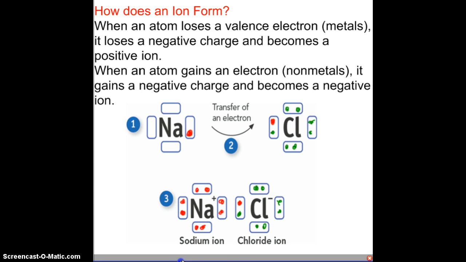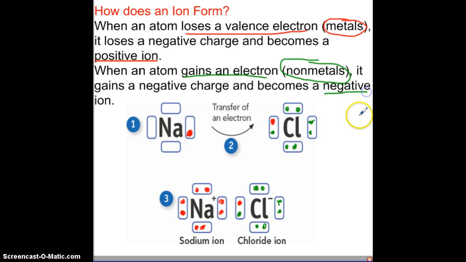So like we said before, how do you form an ion? An ion forms when you lose an electron. Typically the metals like to do this. If you lose electrons, you become more positive, because electrons are negative, and if you lose negatives, you become more positive. The reverse is true for nonmetals. Nonmetals like to gain electrons, and if you gain negative things, you become more negative.